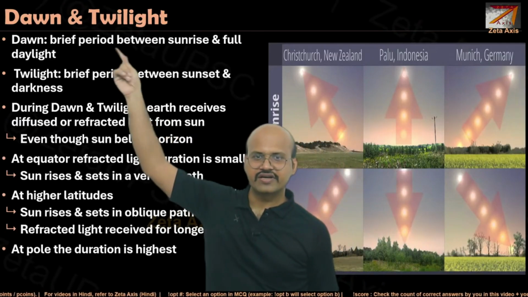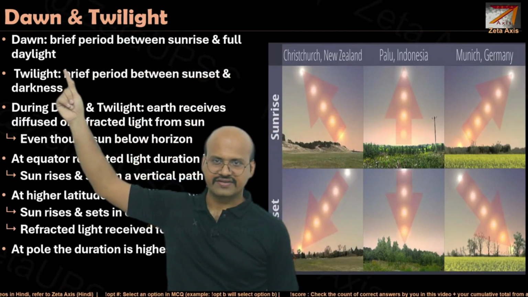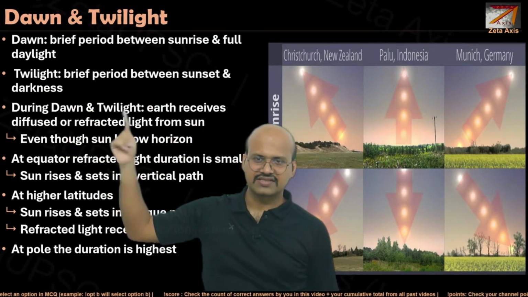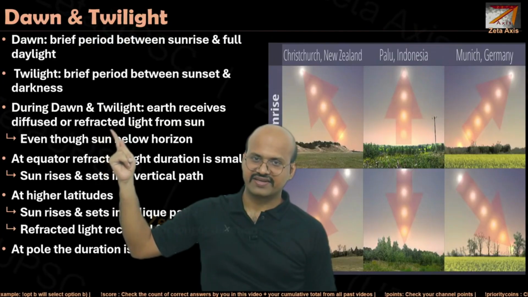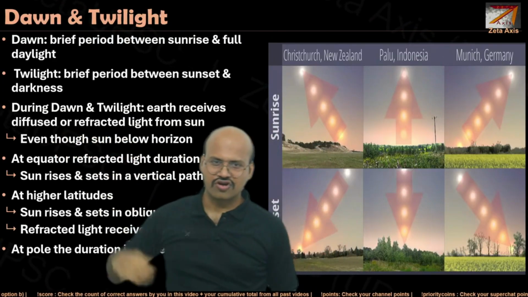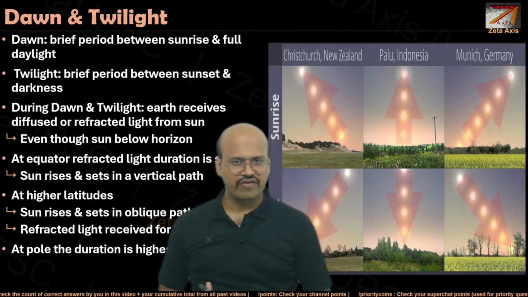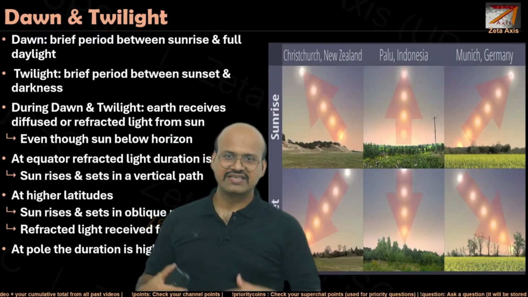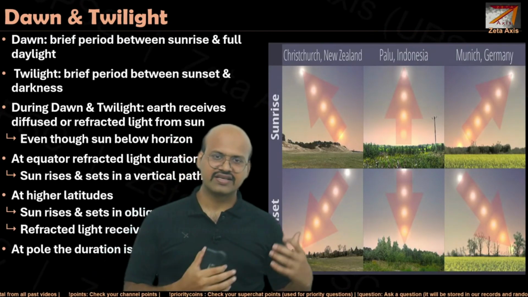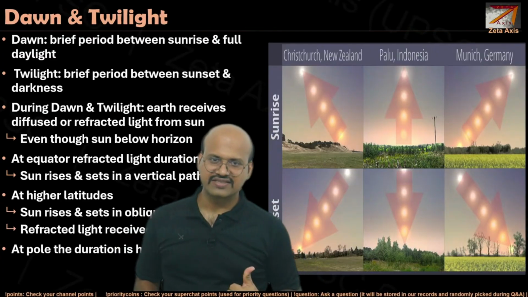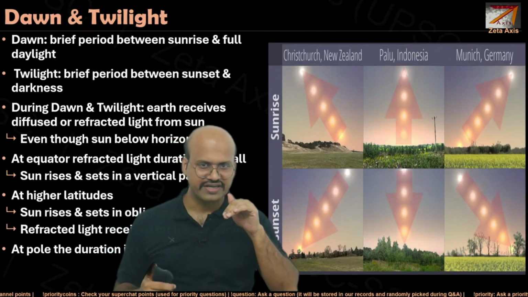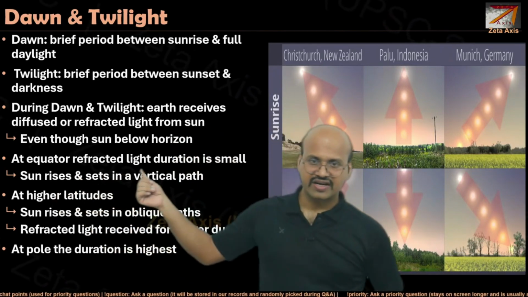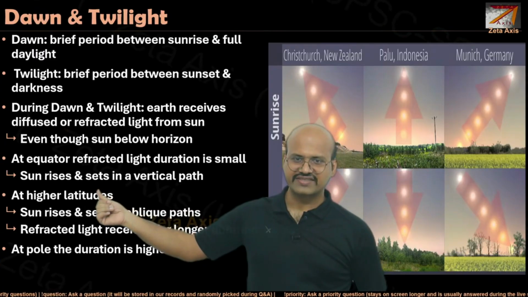Again, dawn is a brief period between sunrise and full daylight, and twilight is a brief period between sunset and darkness. During dawn and twilight, earth receives diffused or refracted light from the sun. So refraction and diffusion occurs because of our atmosphere. Remember, there are a lot of dust particles, there are clouds in our atmosphere, there are molecules in the atmosphere which scatter, which diffuse, which refract the sunlight. And because of that, that sunlight could reach the earth even though we are not in direct line of sight of our sun. At equator, refracted light duration is small because the sun rises and sets in a vertical path.